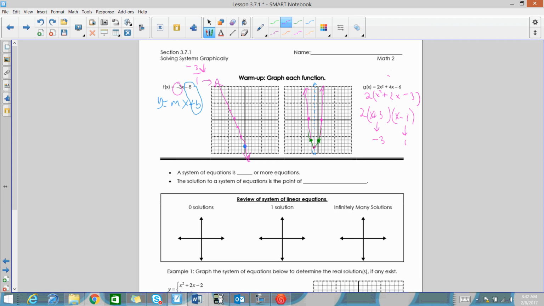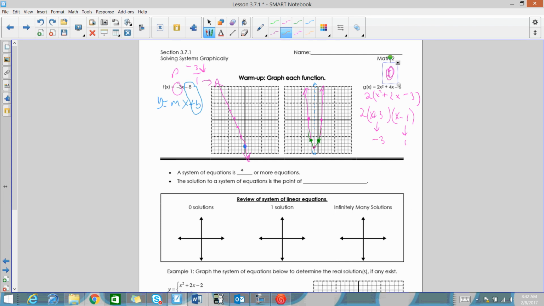This and this are what you're going to have to be doing today with accuracy so that you can figure out what your intercepts are. So here we go. Let's fill out some notes.